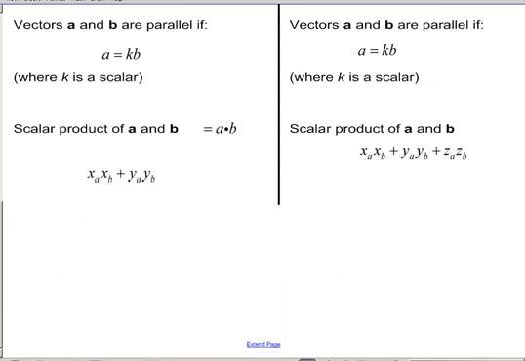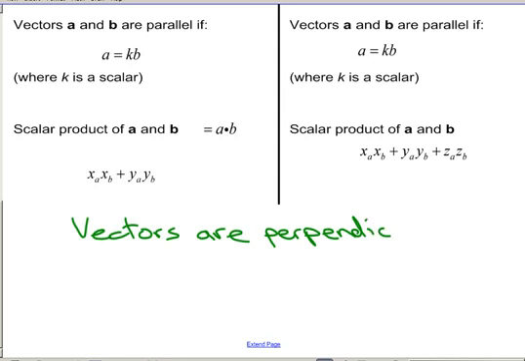And we should say here, vectors are perpendicular. One of the good things that scalar product does is lets you test for perpendicularity really easily and quickly. If you find that the dot product of 2 vectors is 0, they must be perpendicular.